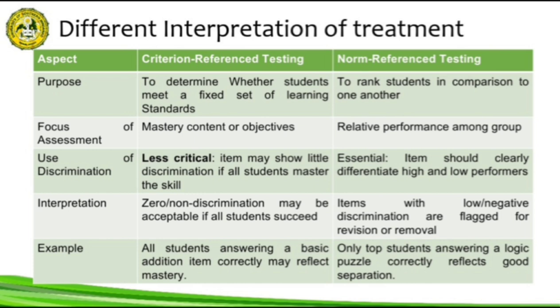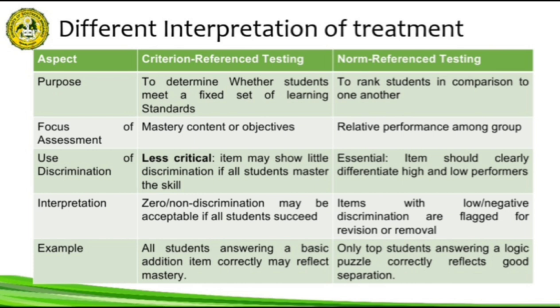So again, for example, if yung D natin is equal to 0.10, the item isn't helping distinguish mastery. May need revision or clearer alignment with objectives. While on the other hand, sa norm reference testing naman, ang example is only top students answering a logic puzzle correctly reflects good separation. So kumbaga dito, makikita mo talaga na yung upper students ay nag-excel because they can answer the puzzle correctly.